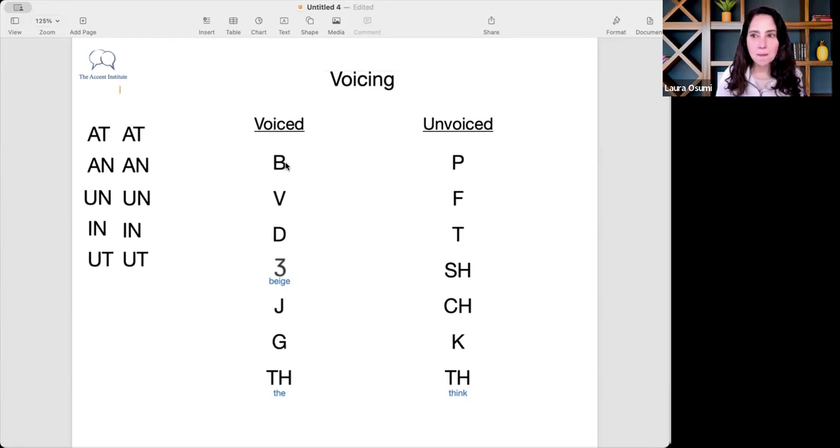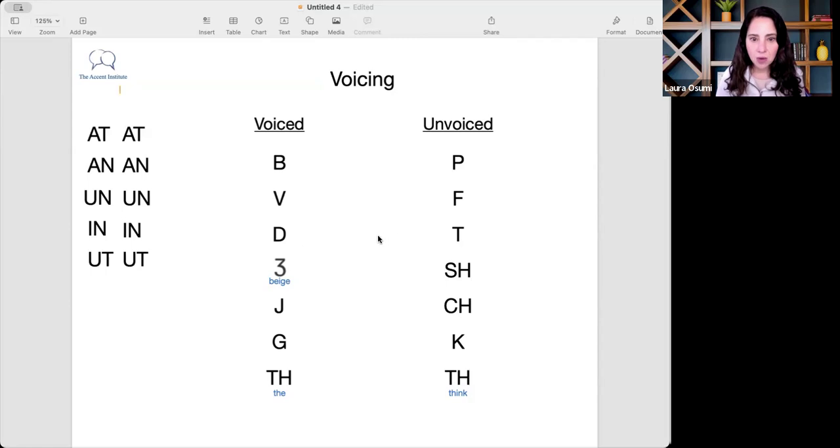So we have B, where we use our voice, and same place on your lips, same way, a pop of air, but with this one you don't use your voice. P. And then we have V, top teeth, bottom lip. I can feel my voice. That one's voiced. And then we have the same sound, basically, top teeth, bottom lip, no voice. You're just blowing air through.